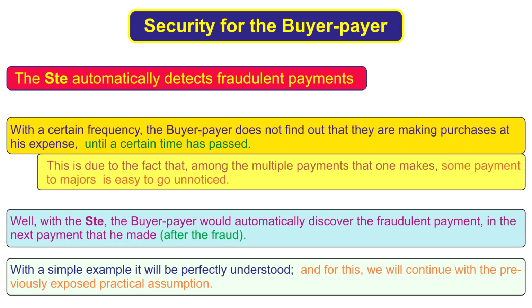Security for the buyer-payer. The STE automatically detects fraudulent payments. With a certain frequency, the buyer-payer does not find out that they are making purchases at his expense until a certain time has passed.